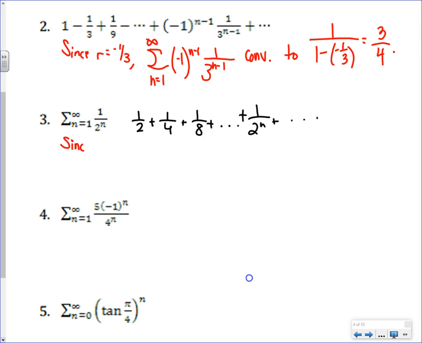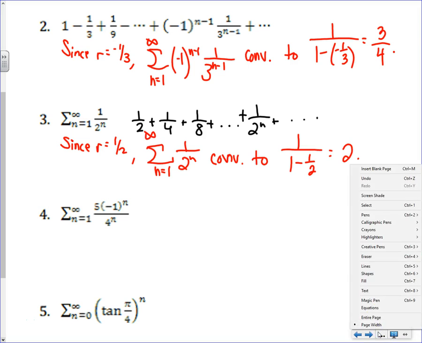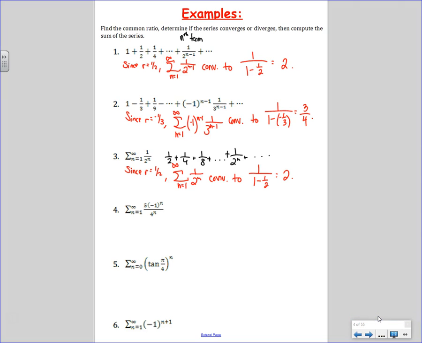Since R equals 1/2, the infinite series n equals 1 to infinity of 1 over 2 converges to 1 over 1 minus 1/2. Isn't it 1/2? Wait a minute, didn't we just have one just like this? That we did, but what was the difference? The first term. They gave us the numbers. It was n-1. Interesting, so they can appear different ways, huh?